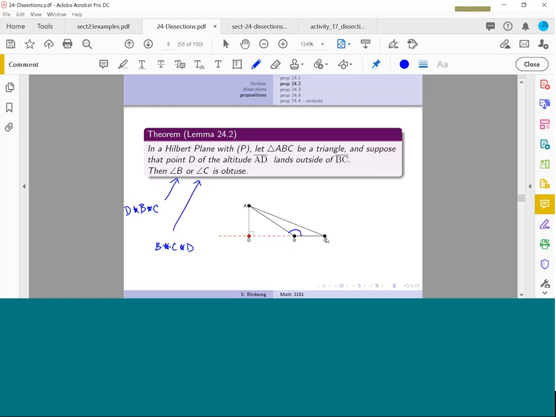If D is properly between points B and C, you can have whatever. I typically think of the angle at A as acute, but it could also be obtuse or right. So you don't know anything if this point D is between the two points, other than that the angles at B and C themselves have to be acute, but you know nothing about the angle at A. That's an interesting little tidbit, not really a dissection, but it's actually a result of some of the previous stuff with dissection.